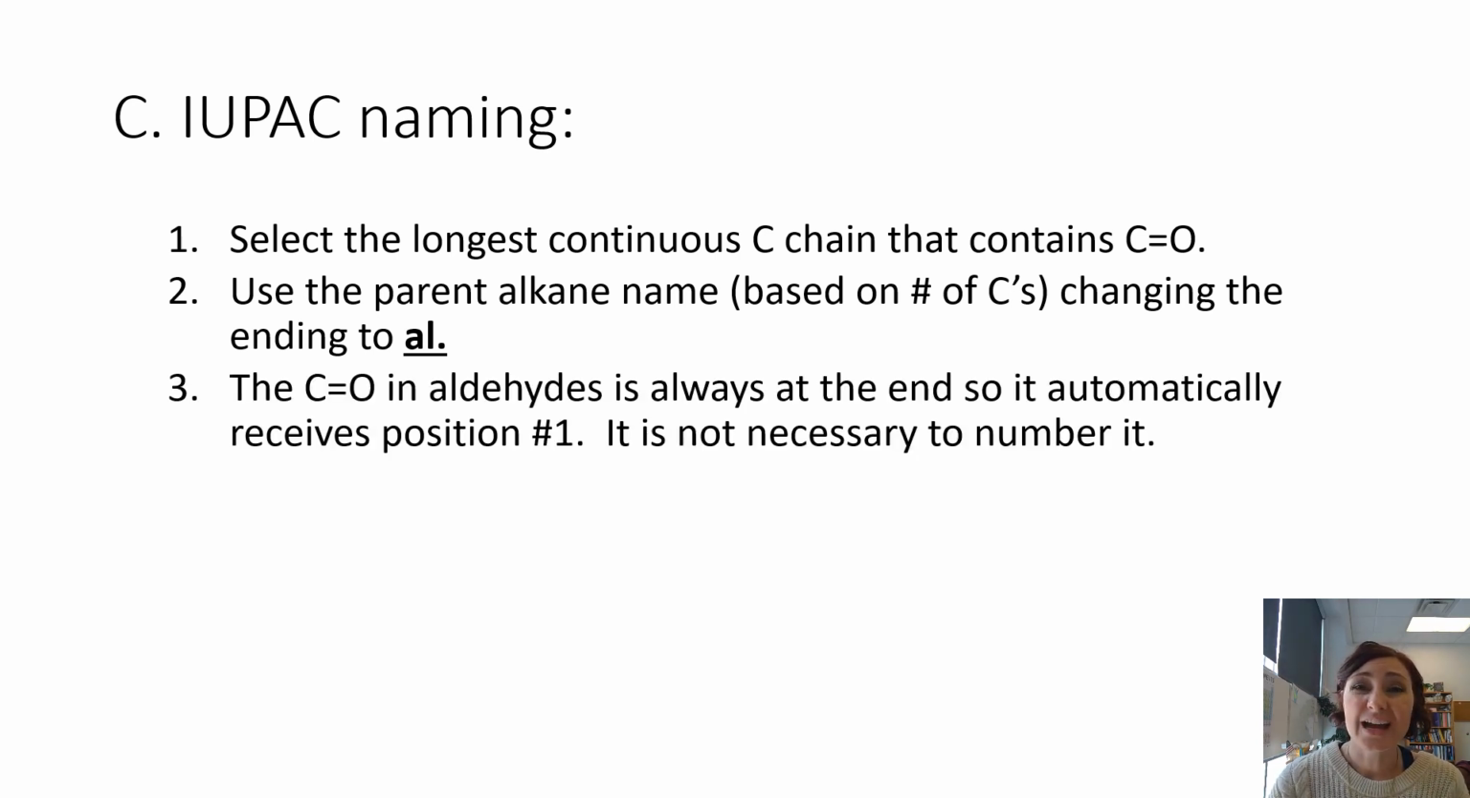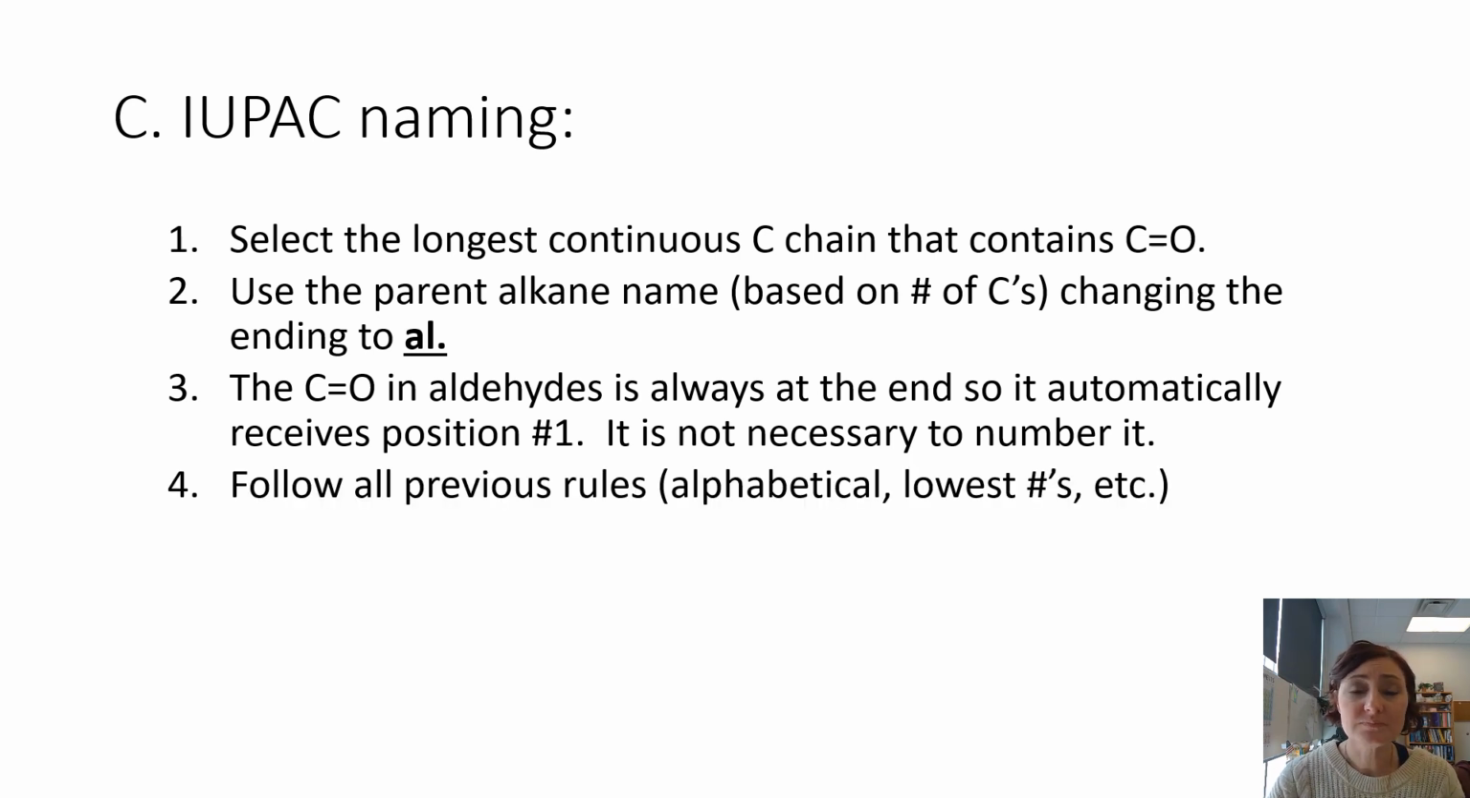The carbonyl in aldehydes is always considered carbon number 1, and this is because it's on the very, very end. So it's always going to get that coveted carbon number 1 position. Because of this, it also does not need to be numbered. It's always on carbon number 1. Then we're going to follow all previous rules. So we're going to then figure out the positioning of all of our branches, make sure that they're numbered, and as we name, we put those branches into alphabetical order.